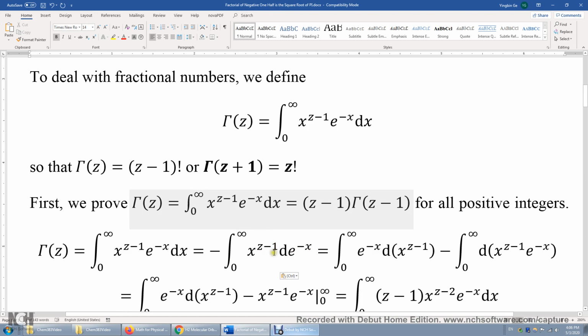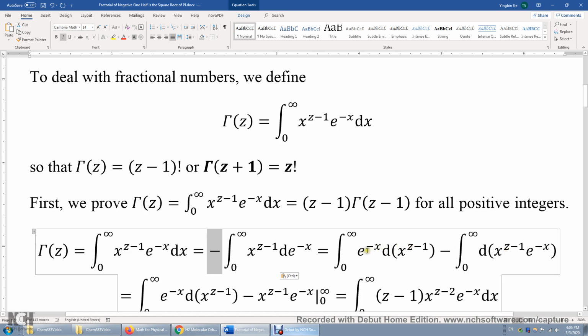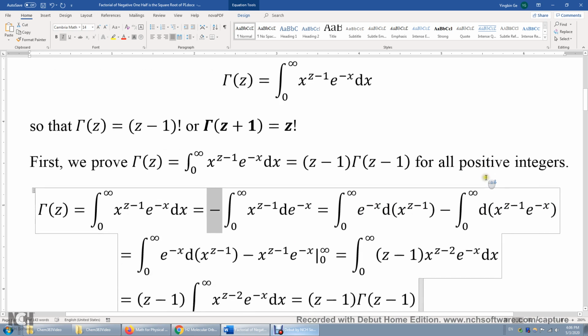And then I'm going to say x to the power of z minus 1 is my function f. E to the power of negative x is my function g. So f dg equals d fg minus g df. And then there's a negative sign here. So negative f dg is g df minus d fg. So this is g, this is f, this is d fg. And fortunately, this one is just 0.